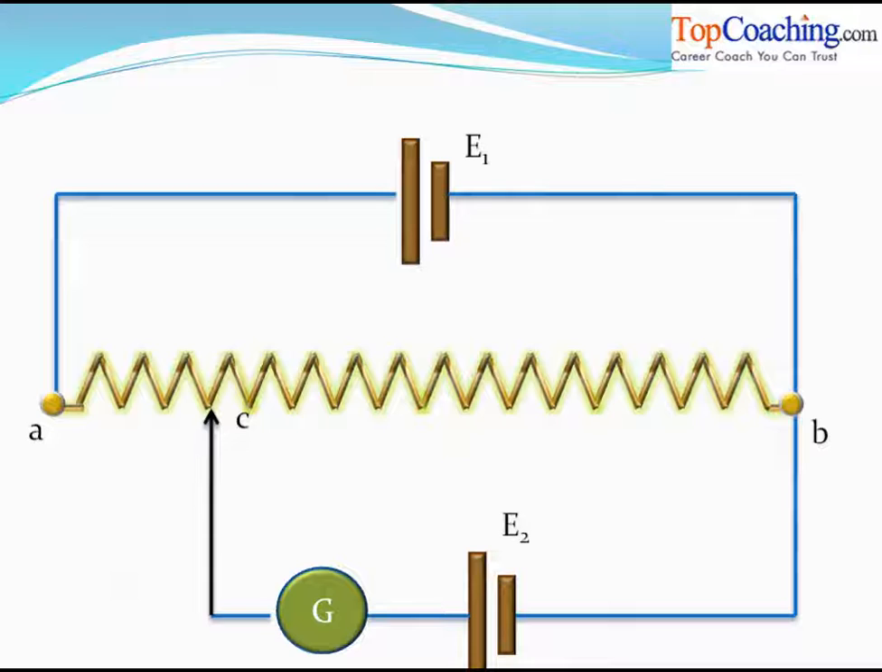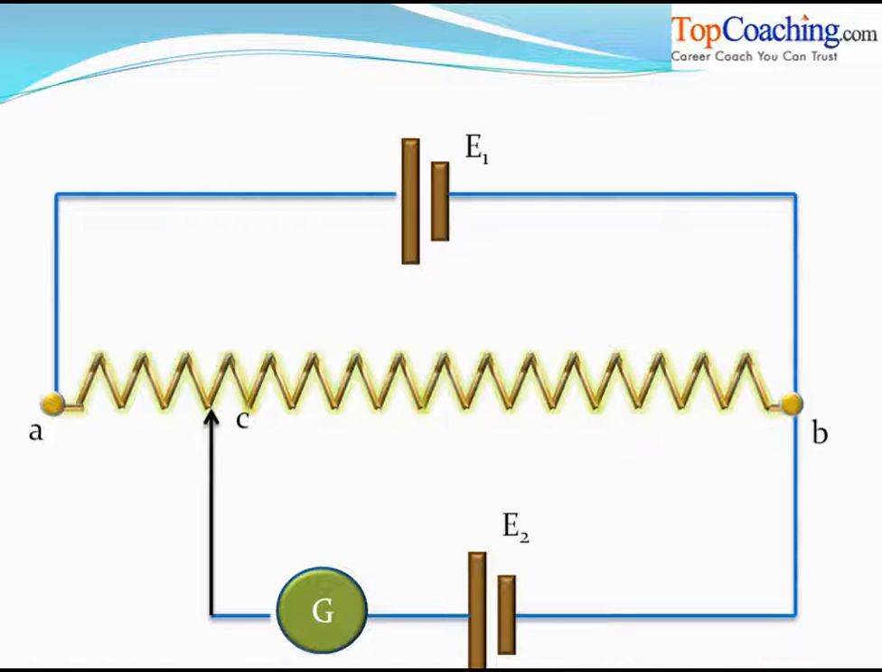First of all, let's take a look at how we can measure the EMF of an unknown battery using a potentiometer. A potentiometer basically consists of a battery of known EMF, E1, and a resistance wire AB. So as you can see, this E1 battery here is connected to the resistance wire AB. A, C and B, as you can see here.